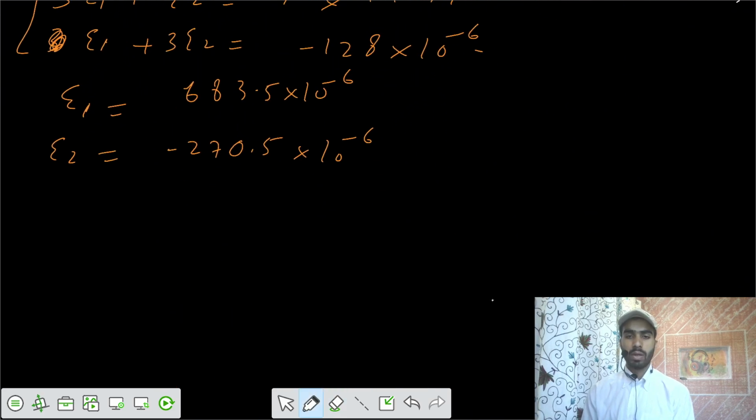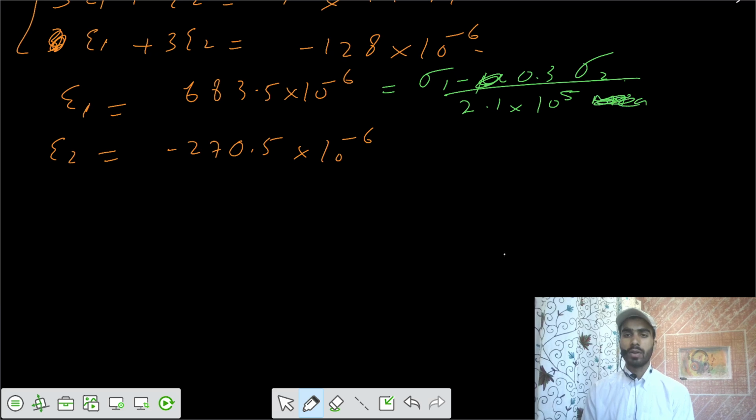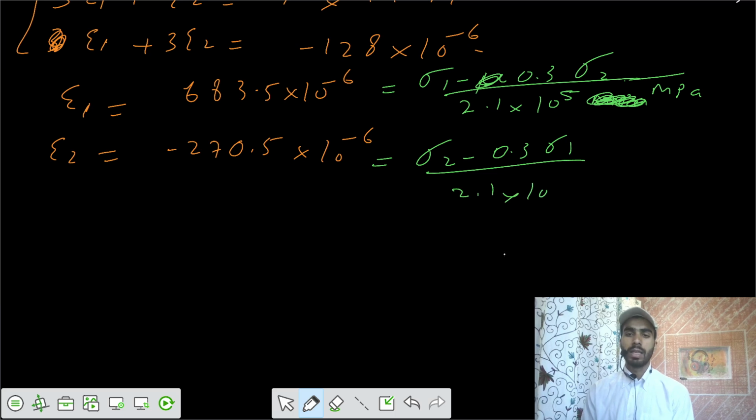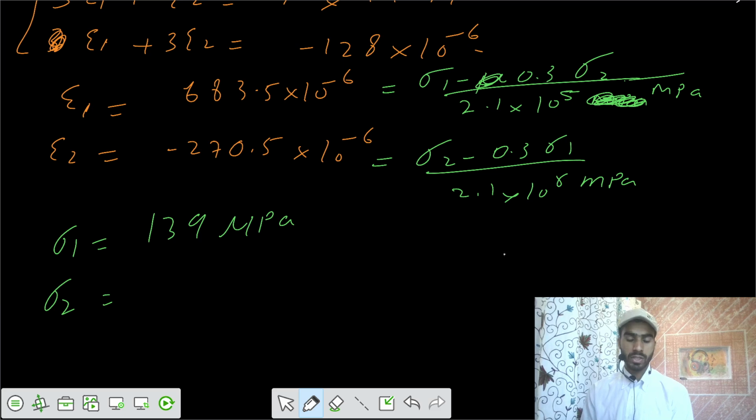So now we can write that E1 equals sigma 1 minus mu sigma 2 by E, where mu is 0.3 and the value of E is 2.1 into 10 to the power 5 megapascal. Let's keep megapascal, so finally the stress is also in megapascal. And the second one is E2, that means sigma 2 minus 0.3 sigma 1 by 2.1 into 10 to the power 5 megapascal. So you can get the value of sigma 1 and sigma 2. Your major principal stress sigma 1 is 139 megapascal and sigma 2 is minus 15.1 megapascal.